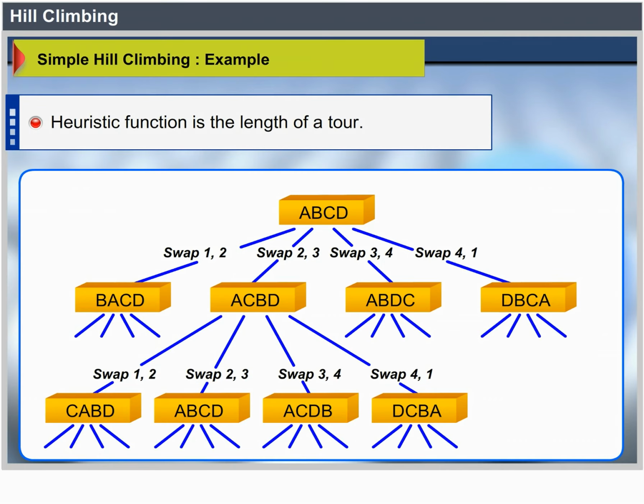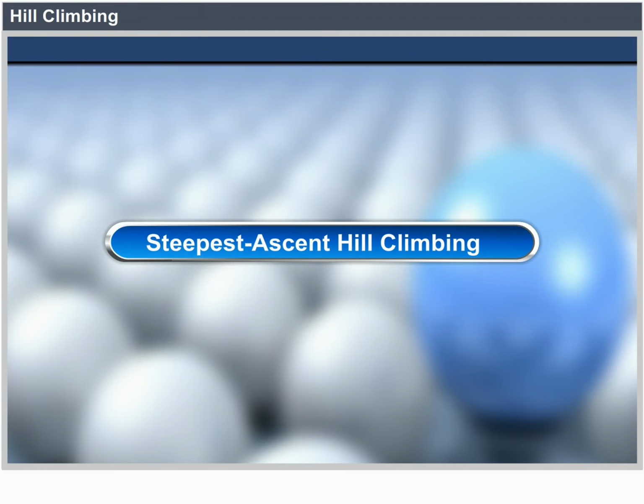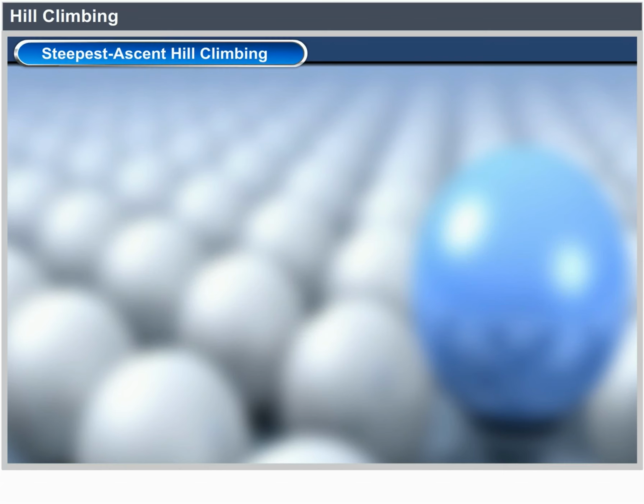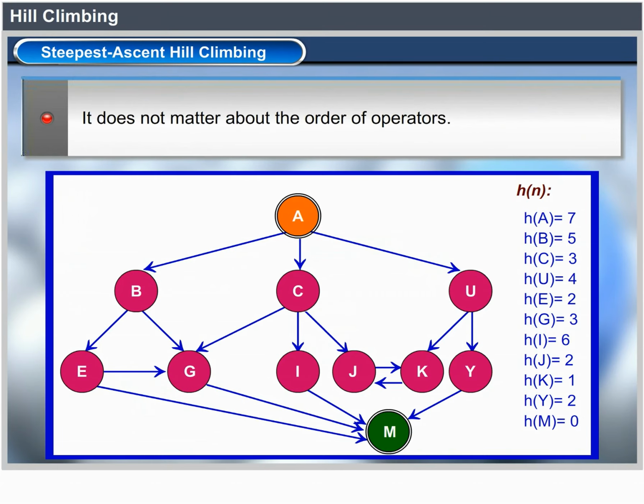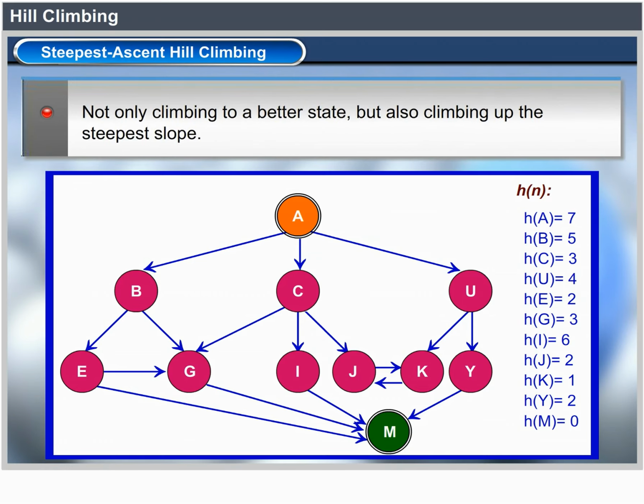Steepest ascent hill climbing. The best possible state is moved to rather than the first better state. It is one move away. It does not matter what the order of operators is. Not only climbing to a better state, but also climbing up the steepest slope.